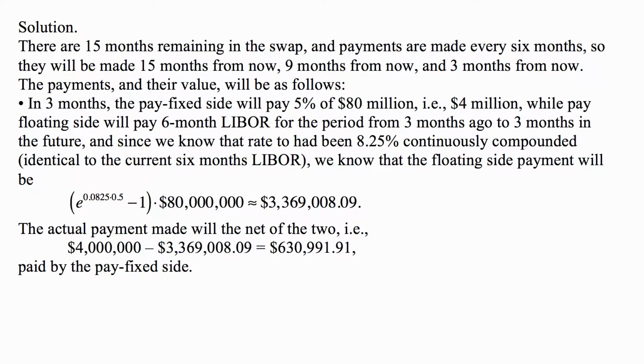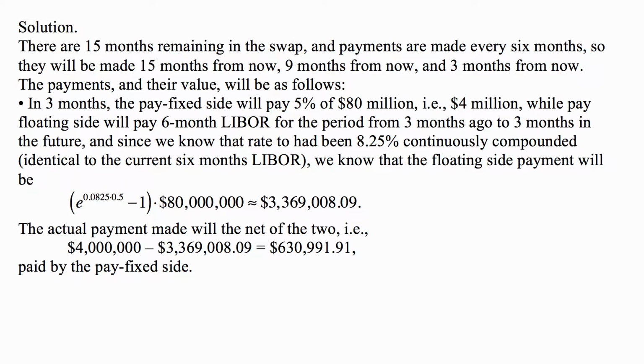So here's the solution. First we note that there are 15 months remaining in the swap, and payments are made every 6 months, so they will be made 15 months from now at the end of the swap, at maturity of it, and 6 months earlier, which is 9 months from now, and then 6 months earlier, which is 3 months from now. The payments and their value will be as follows.